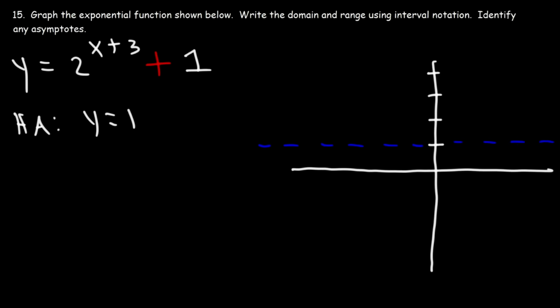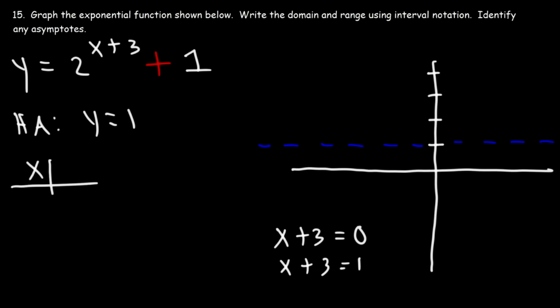Now the next thing that I like to do is take the exponent and set it equal to two numbers. I'm going to set it equal to 0 and I'm going to set it equal to 1. And then using those x values, I'm going to make a table. If you set x plus 3 equal to 0 and solve for x, x will be negative 3. If you solve the second one, 1 minus 3 is negative 2.